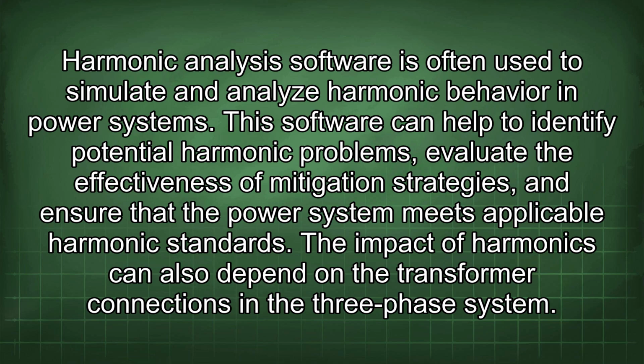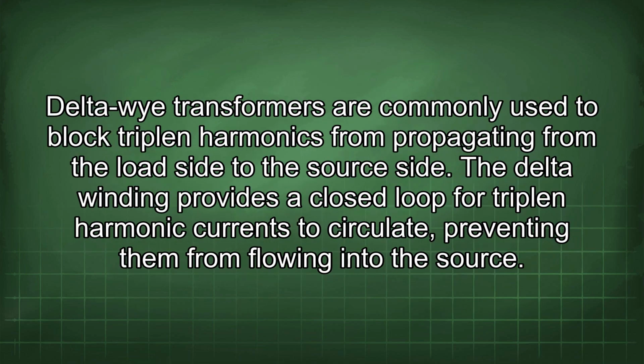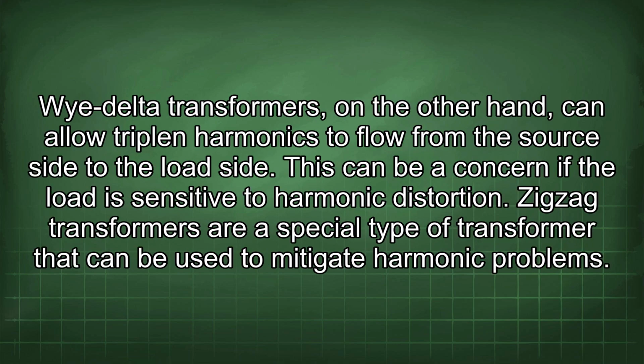The impact of harmonics can also depend on the transformer connections in the three-phase system. Delta-Y transformers are commonly used to block tripling harmonics from propagating from the load side to the source side. The delta winding provides a closed loop for tripling harmonic currents to circulate, preventing them from flowing into the source. Y-delta transformers, on the other hand, can allow tripling harmonics to flow from the source side to the load side. This can be a concern if the load is sensitive to harmonic distortion.